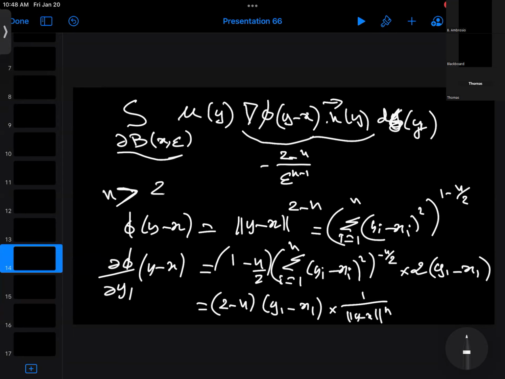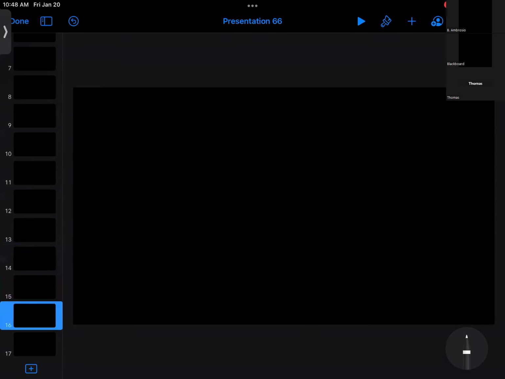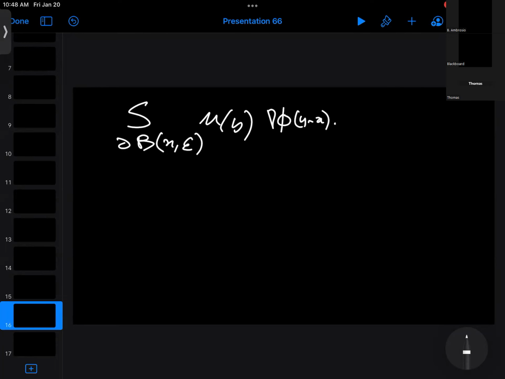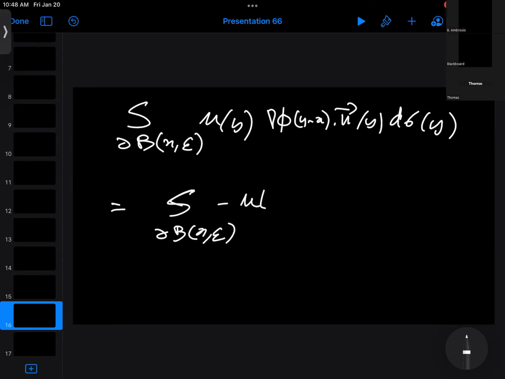Okay, and so at the end of the day, what remains is that integral over ∂B(x, epsilon) of u(y) and I add the gradient of phi at y minus x, scalar the normal at y, dσ(y). This is equal to the integral over the boundary of minus u.